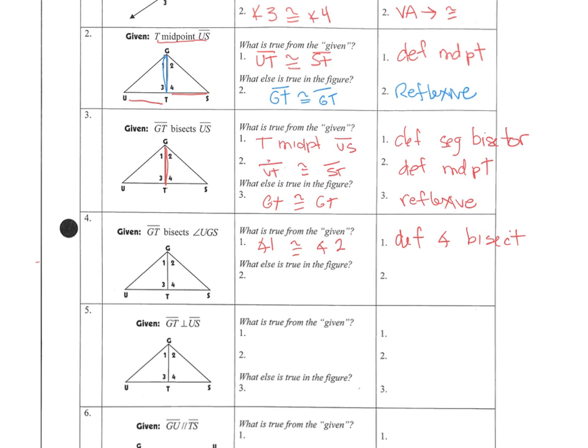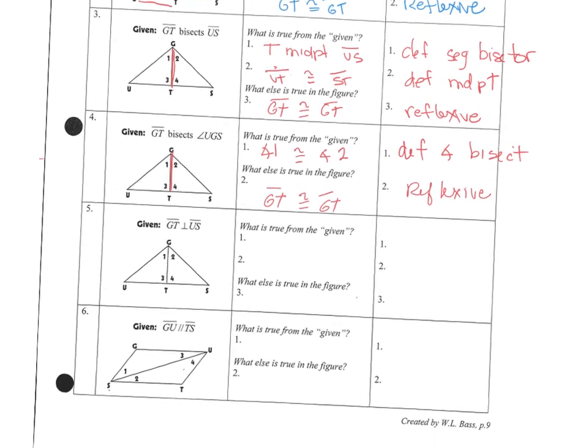What else can we look at in the figure? So once again, we see this. We're always going to be able to do that with this type of figure. We don't want to forget about that. So segment GT is congruent to segment GT. And the reason why is the reflexive property. All right, let me move this up here.